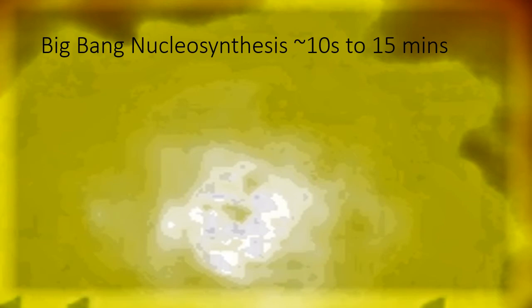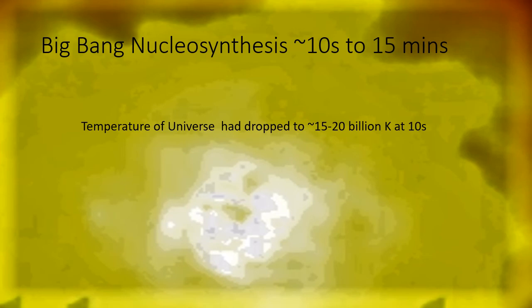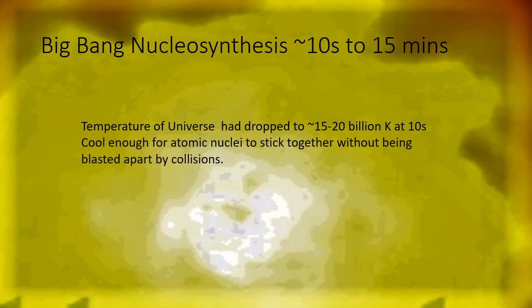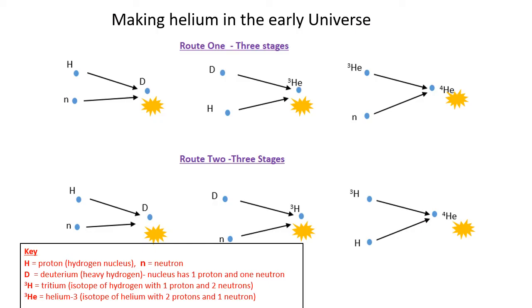As the universe continued to expand and cool, by the time it was 10 seconds old, it was 15 to 20 billion Kelvin. And that's cool enough for atomic nuclei to stick together without being blasted apart by collisions. This was the start of Big Bang nucleosynthesis, in which helium and other elements are made in the early universe.